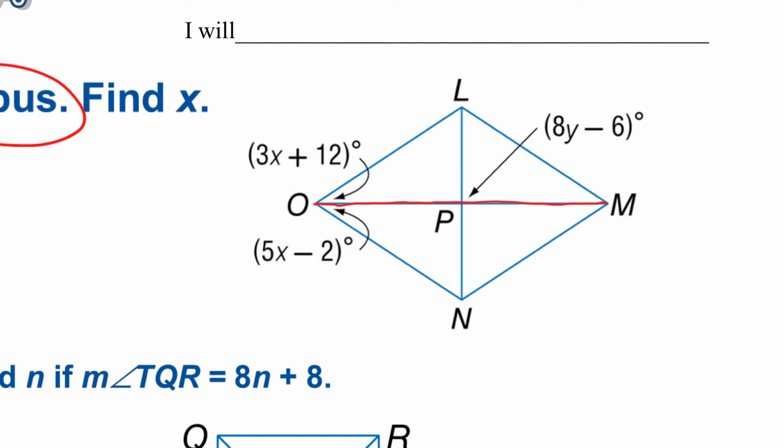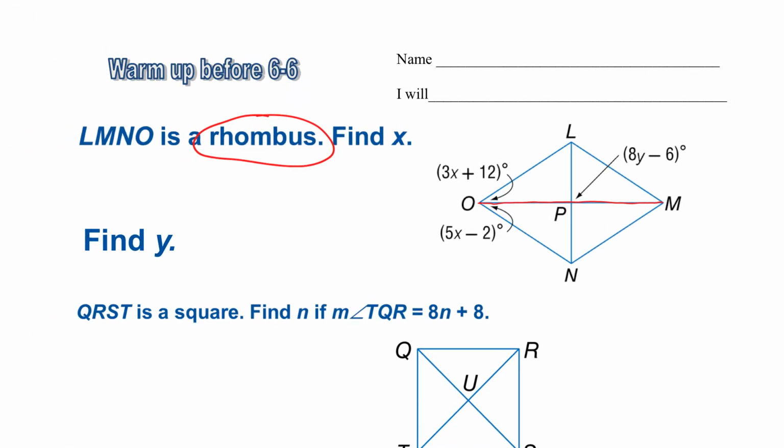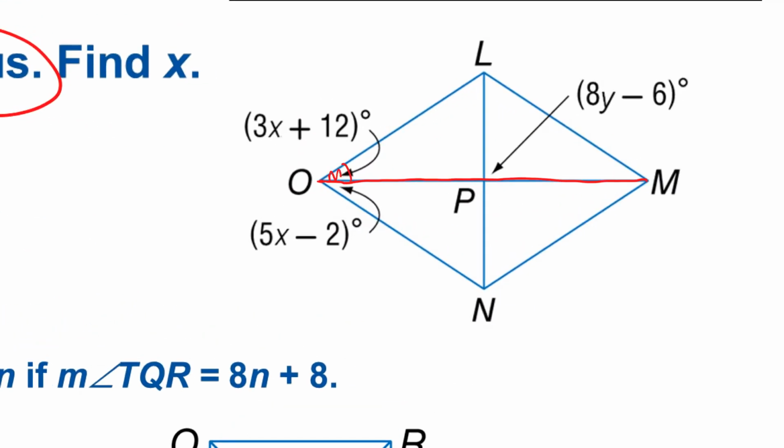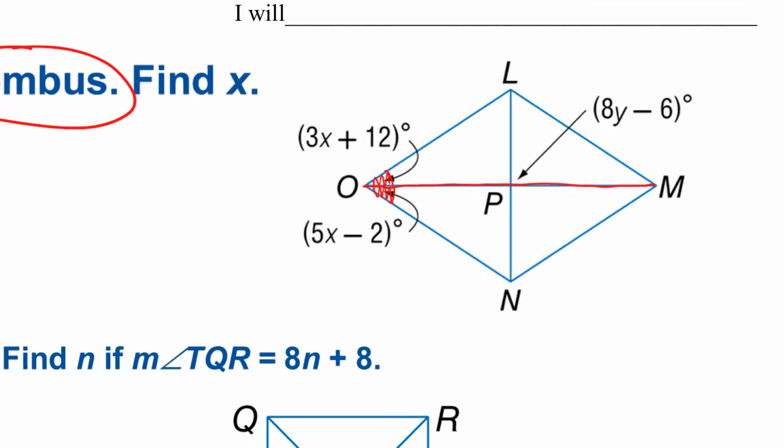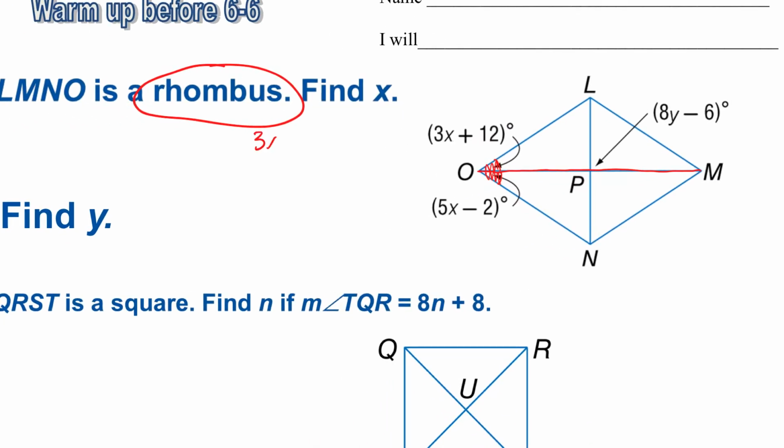Okay, so since this is a rhombus, looking for x, this diagonal bisects this angle. And so what do we know about these two angles right here? They've got to be congruent to each other. This angle and this angle are going to be congruent. So we're just going to set them equal, solve for x. So we have 3x plus 12 equal to 5x minus 2.